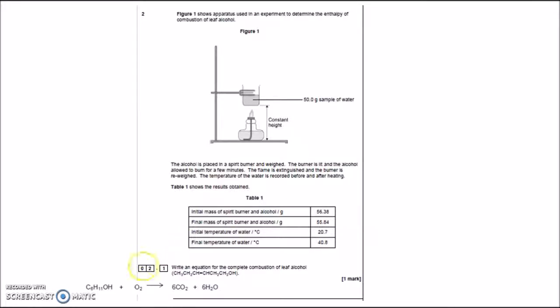So first of all, I've got C6H11OH, or I could write it as C6H12O if I wanted to. Either is acceptable.